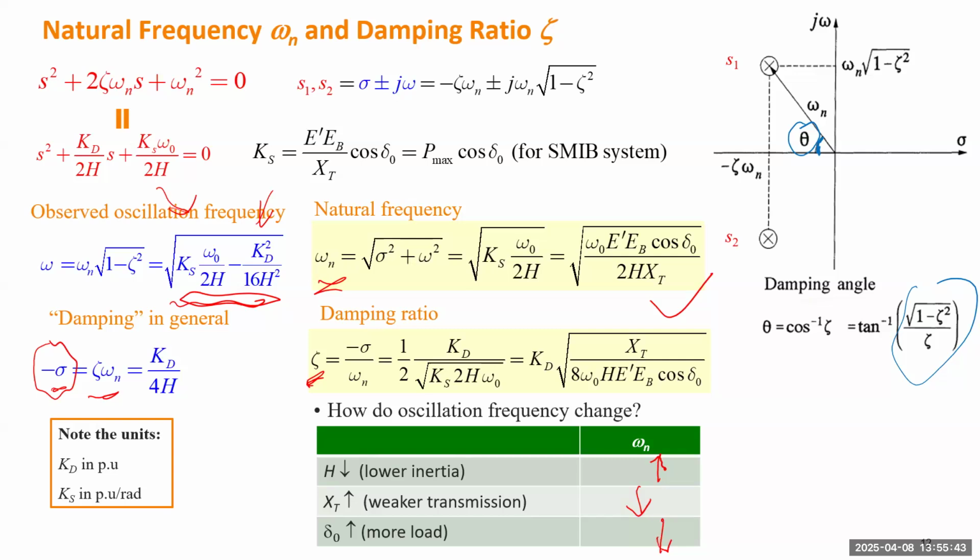All right, so if your system has reduced inertia, the oscillation will become faster. If the connection or transmission becomes weaker, then the frequency will become lower, and you'll have slower oscillation. And if the loading increases, the frequency also becomes lower. So later we can utilize those conclusions to study the dynamics of a larger system.